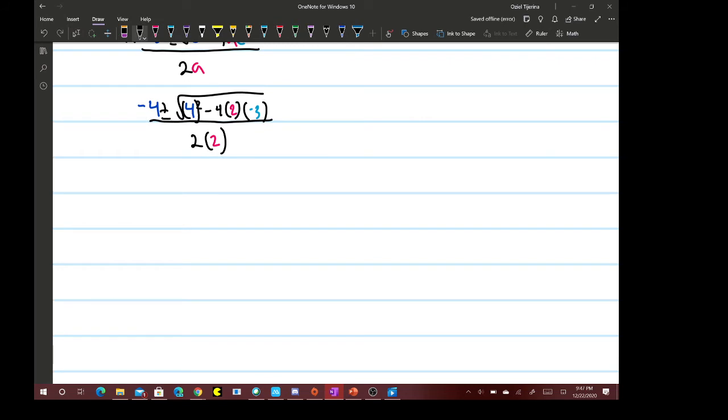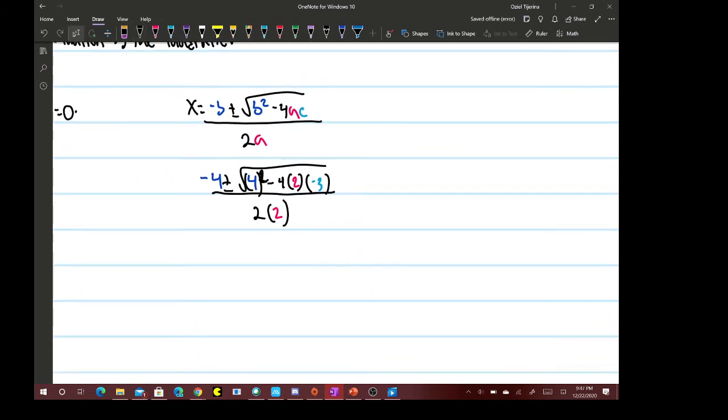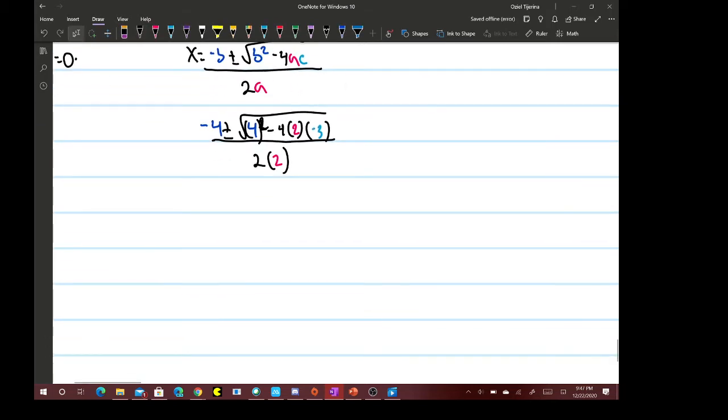Notice that, and always have parentheses around the b squared, because sometimes you can have negatives. If you have negative 4 squared, that's not the same as negative 4 squared without the parentheses. So that's why you have to have parentheses all the time. So anyways, we go ahead and simplify this.